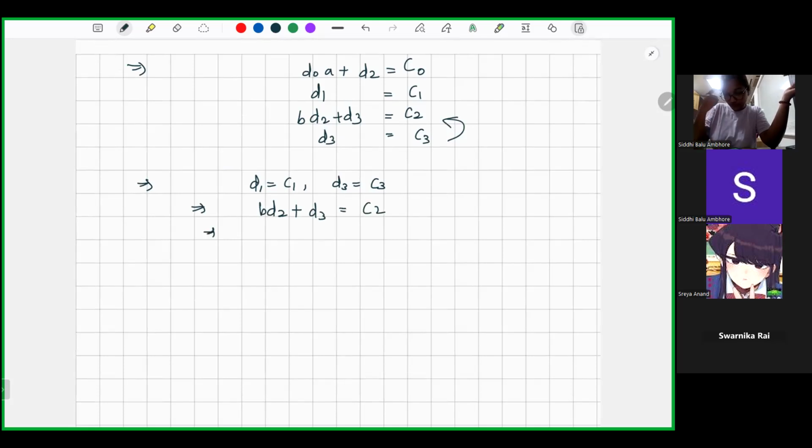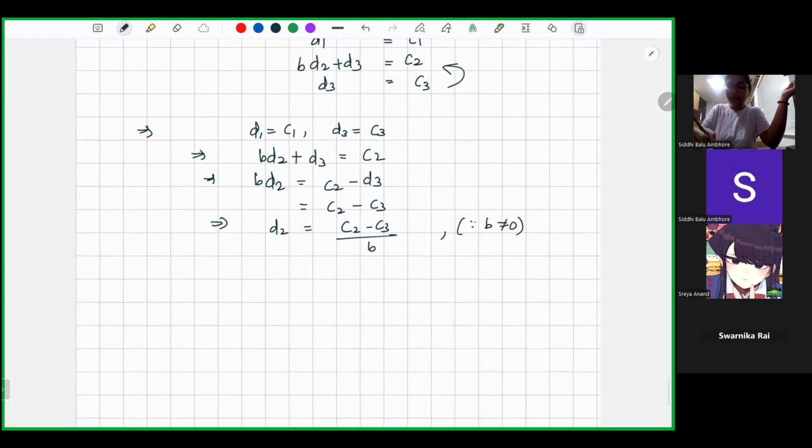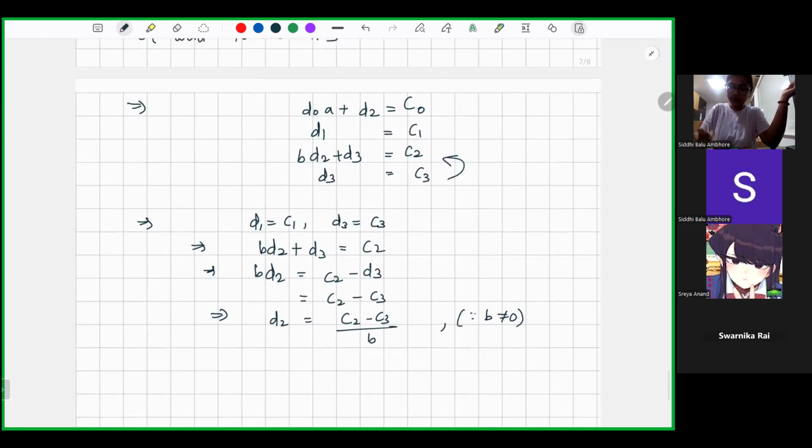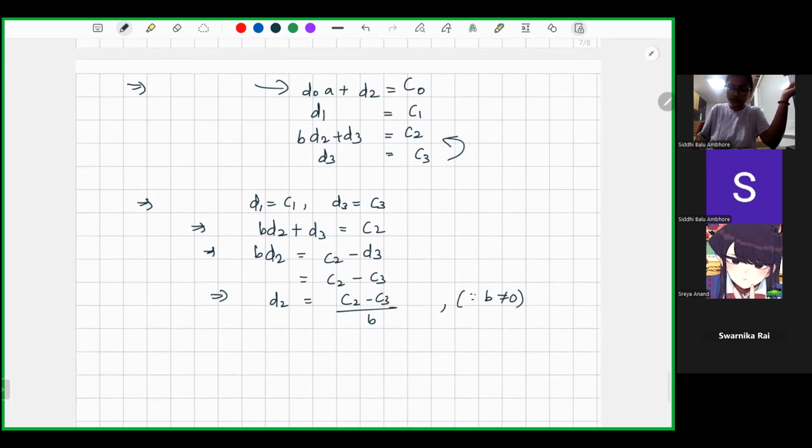So bd2 plus d3 is c2. So I need to find what d2 is. So d2 is equal to c2 minus d3. So this is c2 minus c3 and this is still b. So d2 is c2 minus c3 divided by b. And this makes sense since b is non-zero. Okay, now I have hold of d2 and I can use it here.